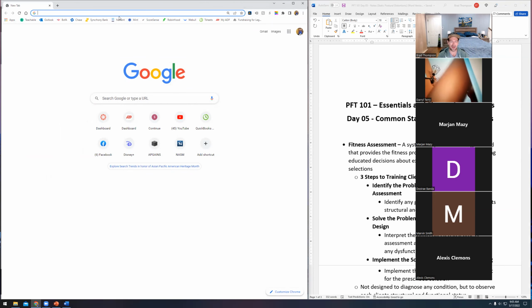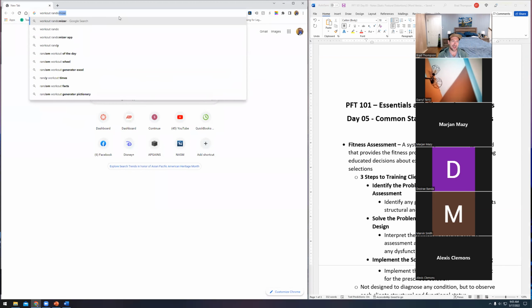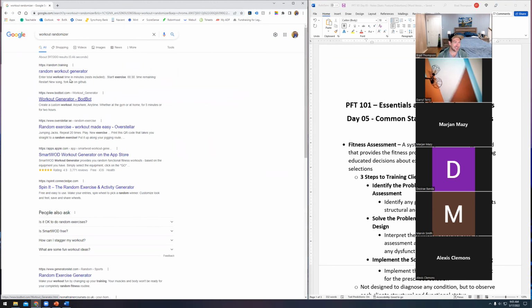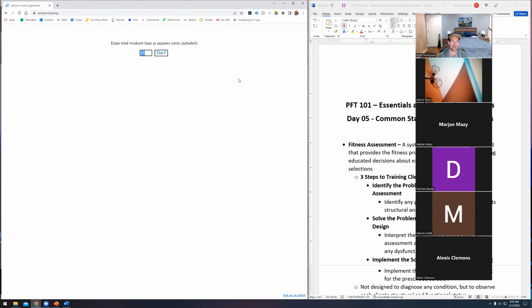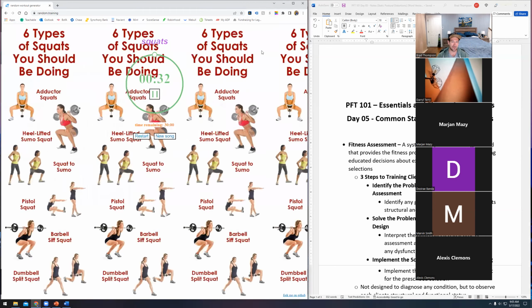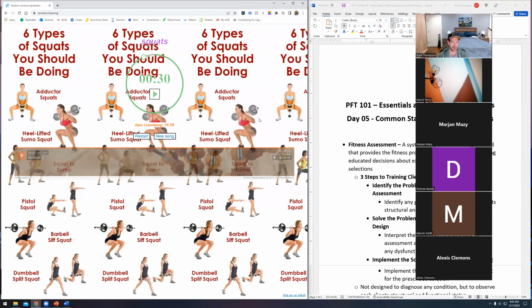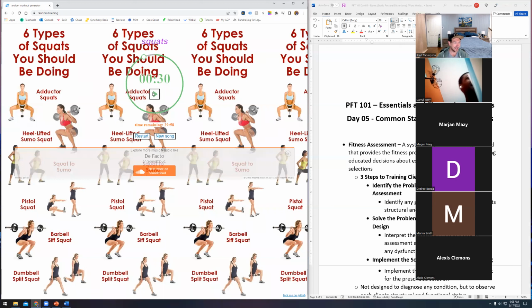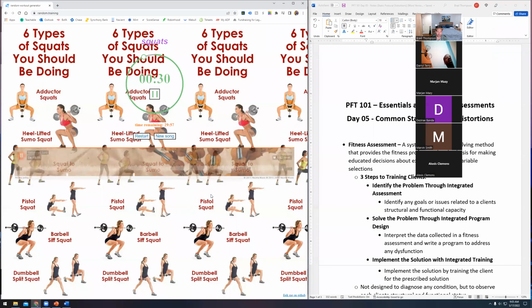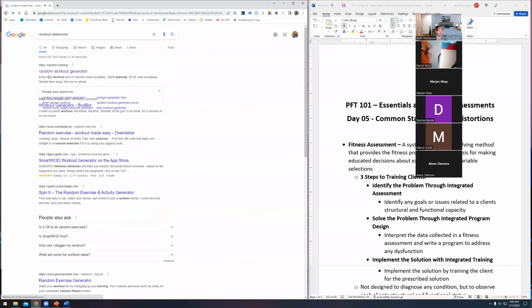Surely this exists. I'm going to try this on the fly. Workout randomizer. Let's see if this random workout generator works. How many minutes do we want it to be? We'll say 30 minutes. Let's hit start here. Squats, 32 seconds. Oh God, it's talking. All right. What a very interesting app. So it's going to have us do squats for 30 seconds, apparently. Can I skip this forward? Wow, this looks like proto internet, back when it was just clear. Very interesting. Let's see if there's a different one.